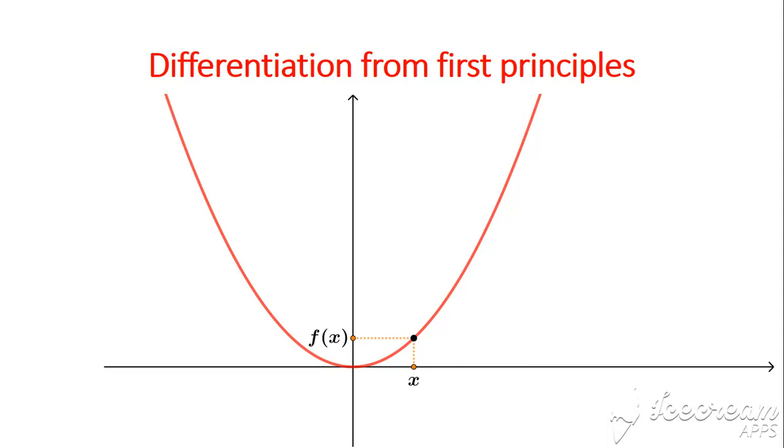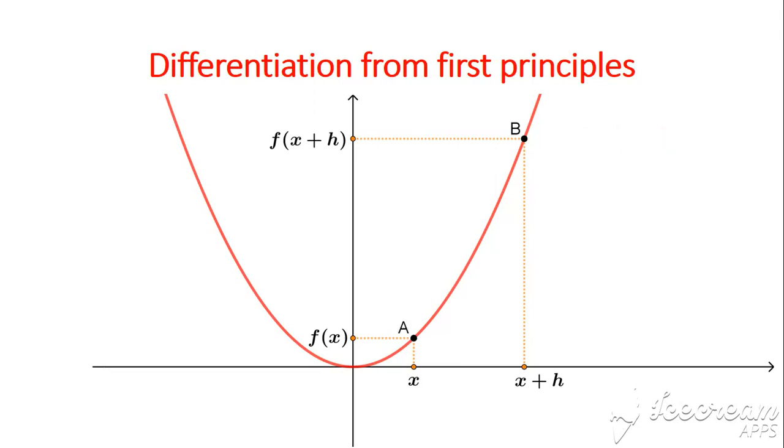Well, I'm going to pick another point further up here. I'm going to call the second point x plus h on the x-axis, and the y point is f bracket of x plus h. And that's the coordinate of the second point.